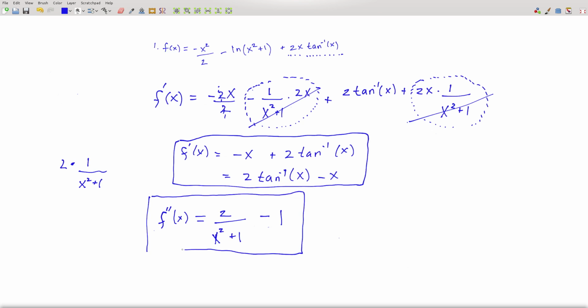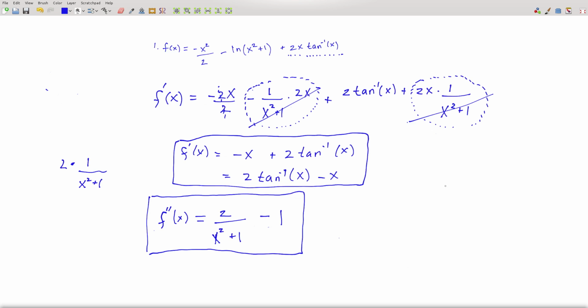Pretty painless. Alright, so we have these two derivatives. What is it that we're going to do with them? Well, what we need to do to answer questions about where it is increasing, where it is decreasing, where are the relative max, the relative min, where is it concave up and concave down, is we need to make some sign charts.